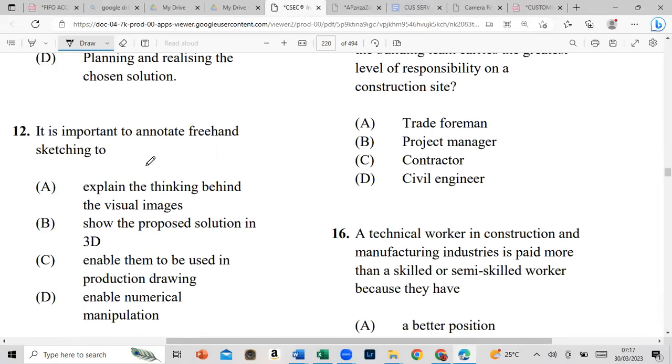Let's move on to number 12. It is important to annotate freehand sketches to A, explain the thinking behind the visual images, B, show the proposed solution in 3D, C, enable them to be used in production drawing, D, enable numerical manipulation. And that would be A, explaining the thinking behind the visual images.